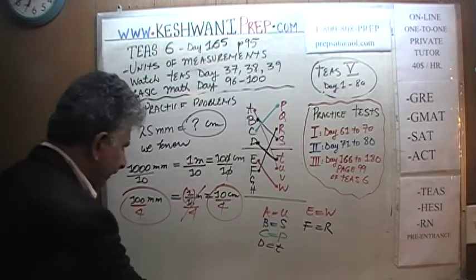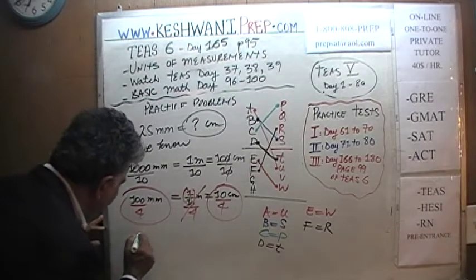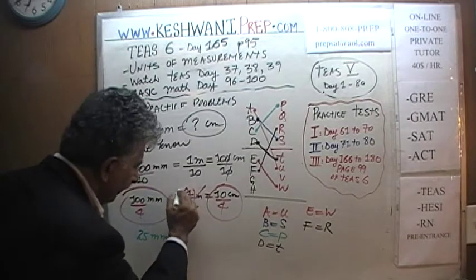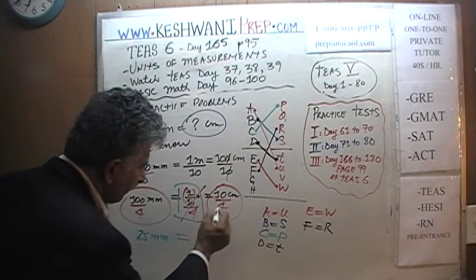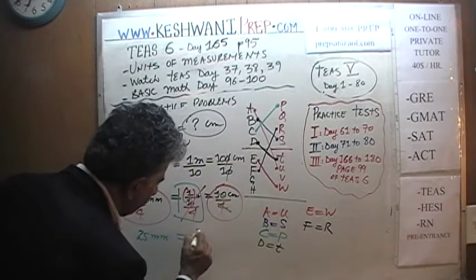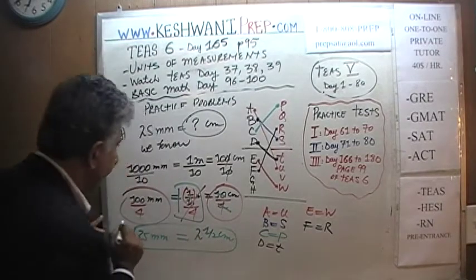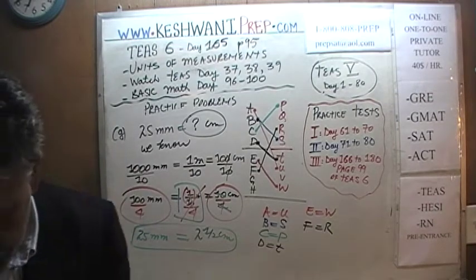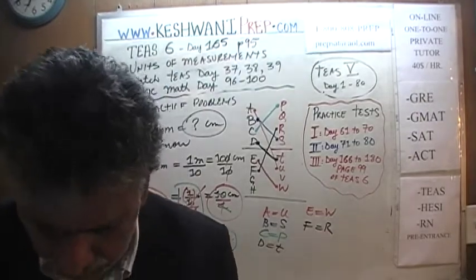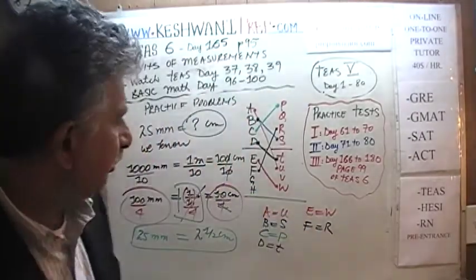So what we find is that 100 divided by 4 is 25 millimeter equals, and ignore this part, let's move on to this part, 10 divided by 4, which is going to be 2.5 centimeter. Is there anything that says 2.5 centimeter? Again, they're going to put it in decimal, 2.5 centimeter. And that's the second choice, Q.